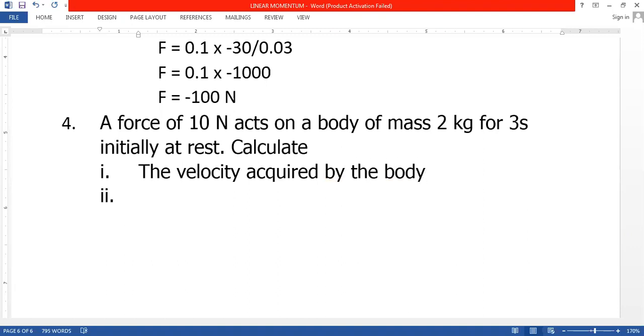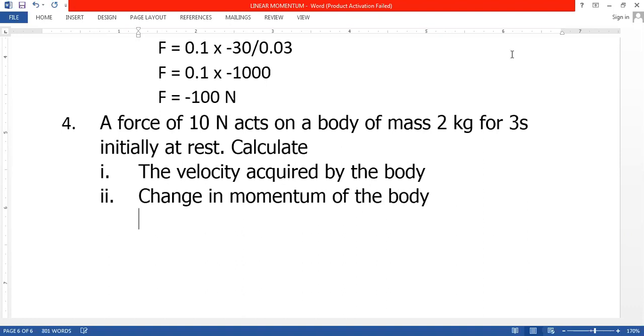And second, the change in momentum of the body. We start with the first part. A force of 10 Newton acts on a body of mass 2 kg for 3 seconds, initially at rest. Calculate the velocity of the body. How will you calculate, class? Can you give me your idea?